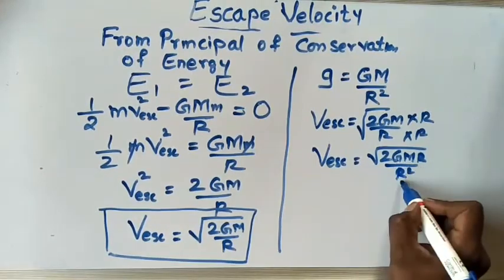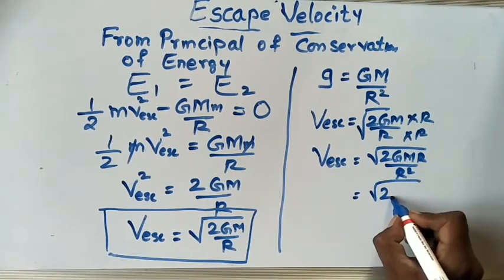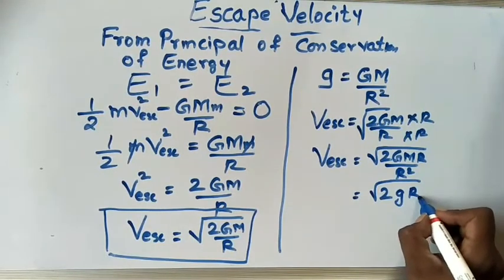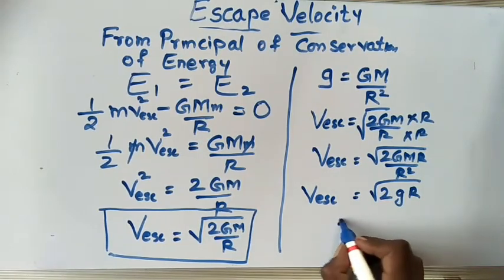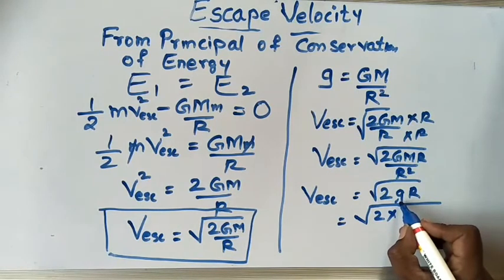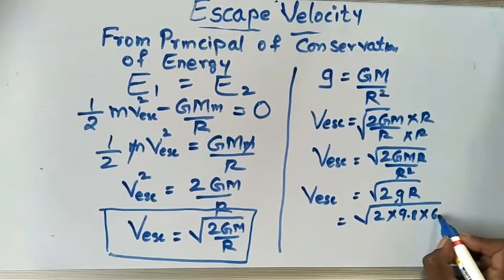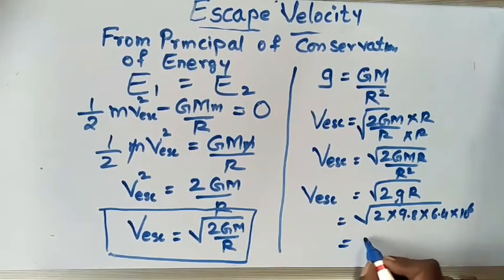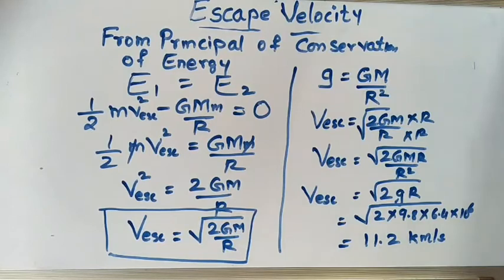Now what is this GM upon r square? This is your g. So what will you write? Root 2. In place of GM upon r square, I write g, and this r. Now this is another formula for escape velocity. If I write the value 2 into, what is the value of g? It is 9.8. What is the radius of Earth? 6.4 into 10 raised to 6. If you calculate this, you will get 11.2 kilometer per second.